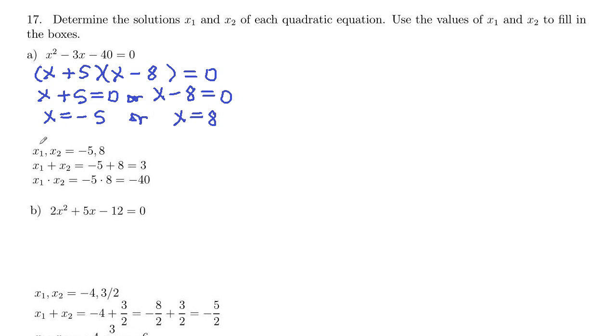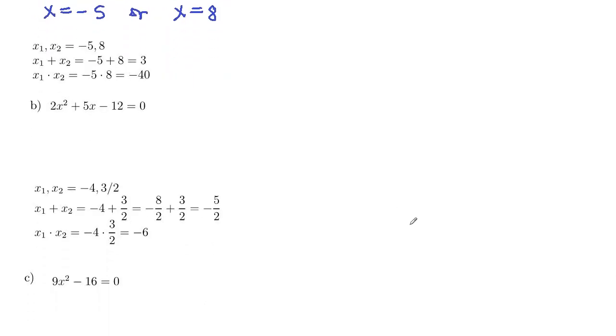So then they have us list x1, x2, so negative 5, 8. The sum of the two roots here, negative 5 plus 8 is 3, and then the product of the two, negative 5 times 8, negative 40. Going to do the same thing for the trinomial here now. It's 2x squared out in front. So we should still try factoring.